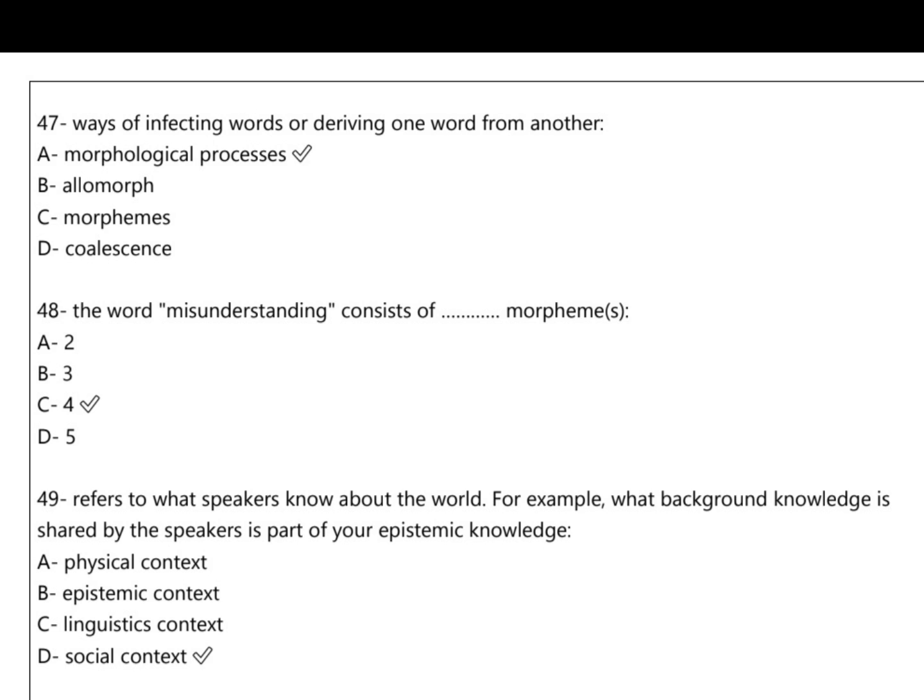49. Refers to what speakers know about the world. For example, what background knowledge is shared by the speakers is part of your epistemic knowledge. A. Physical context. B. Epistemic context. C. Linguistic context. D. Social context.